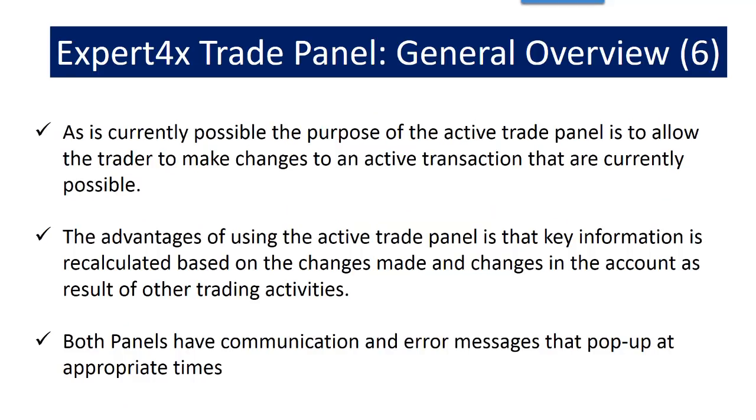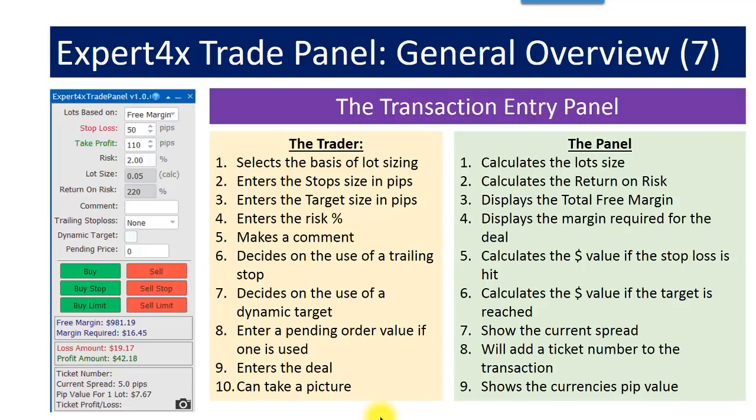So the purpose of the active trade panel is to allow the trader to make changes to active transactions and to see the result of those transactions when they are made. The advantage of using this active trade panel is that key information is updated. Now both panels have communication and error messages that pop up at appropriate times. We'll see examples of that. Okay, so let's have a look at these panels in a little bit more detail.